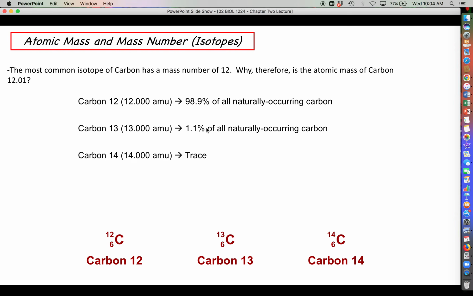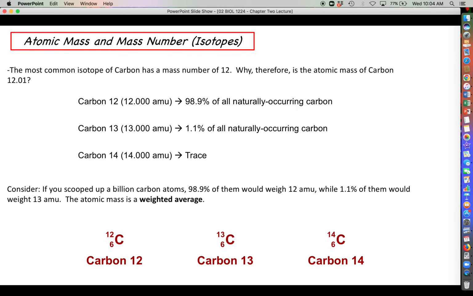Most of the remaining 1.1% is carbon-13, and then carbon-14 is excruciatingly rare, although it does exist to a very small degree. So if we're coming up with an average mass of a carbon atom, we need to take what is called a weighted average. We need to consider that carbon-12 is a lot more common than carbon-13 or carbon-14.